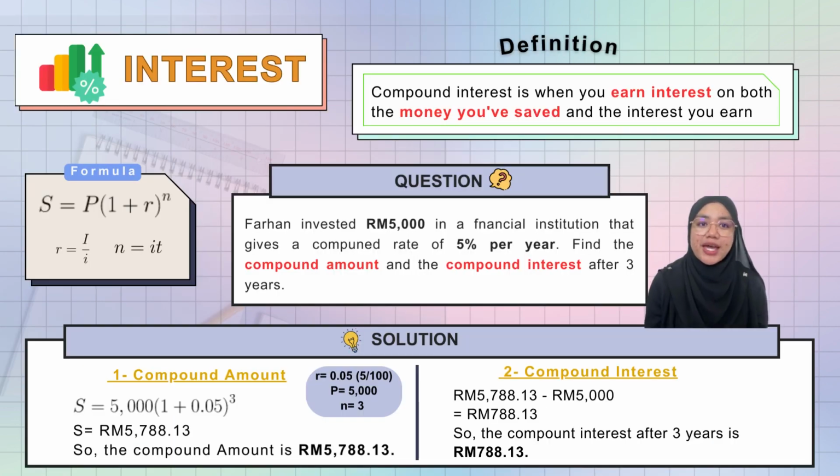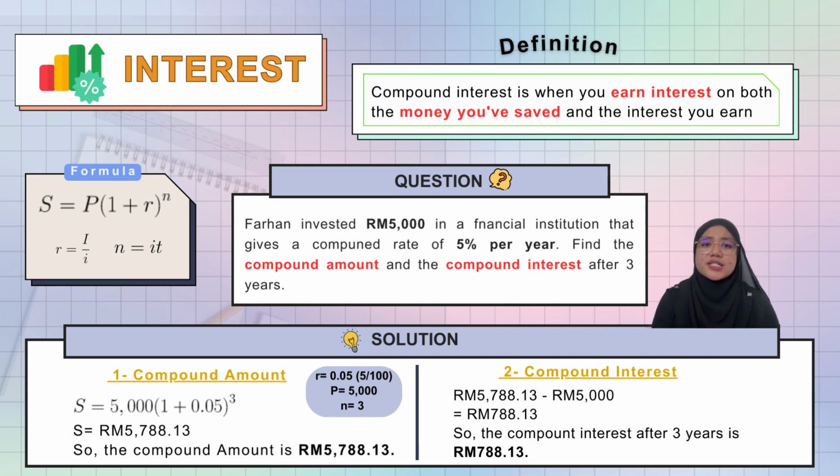Okay, first we will look at the interest question. But first, what is interest in business mathematics? It is when you earn interest on both the money you have saved and the interest you earn. If you can see here, there is a formula for compound interest. You can look beside the question box. S equals P, which is principal, times in bracket 1 plus R to the power of n. R is interest rate per year divided by number of compounds per year, and n is number of compounds per year times number of years.